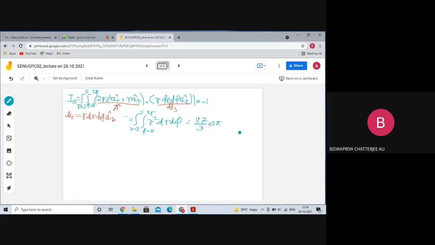R square, so r cube by 3. So it will be 234 by 3. R cube, 5 cube is 125. Okay sir, 78 pi is the answer. Answer will be 78 pi. Yes sir. Okay, then you are telling, and similarly the same integration for I4 as well.